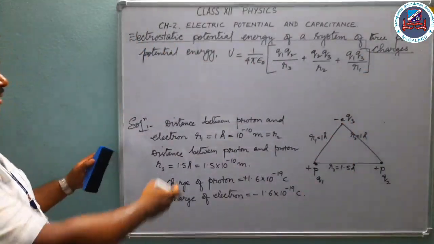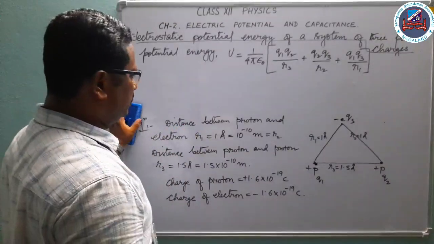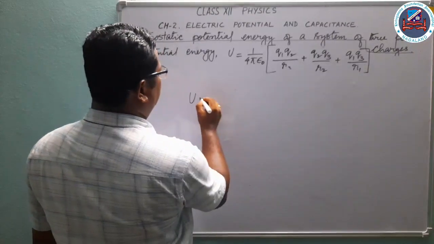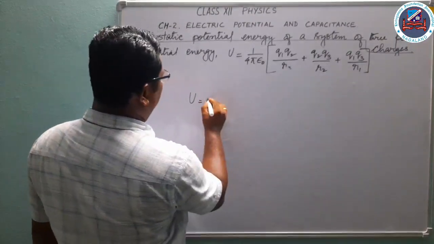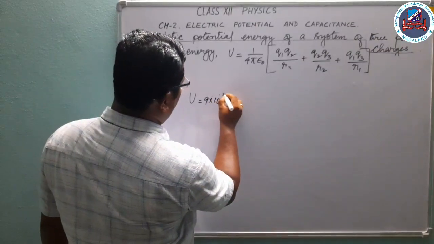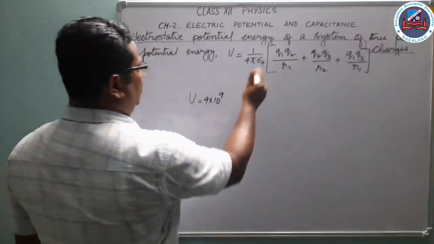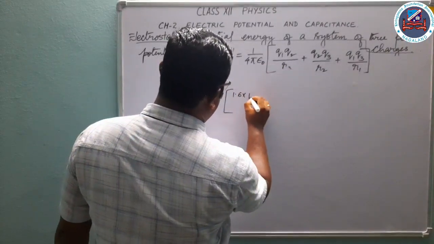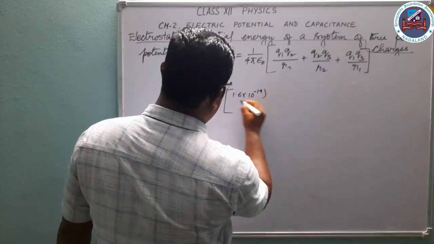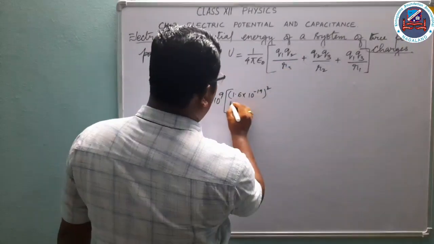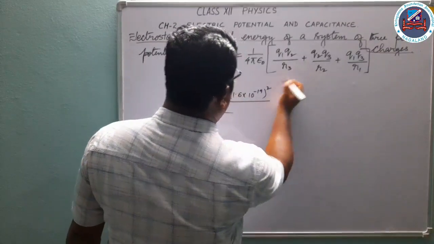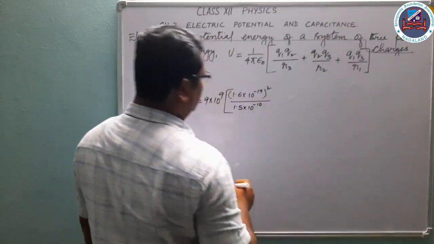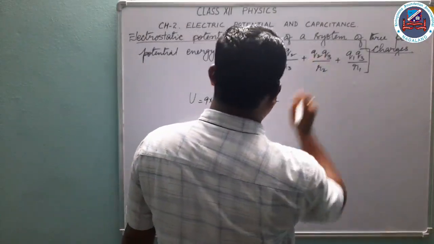So like this, write down. Then put the values, whatever values you have, and then we have to calculate. Now let us put the value and then see. So U is equal to 1 by 4 pi epsilon naught. The value is 9 into 10 to the power 9. Then you have Q1 and Q2, both are positive. 1.6 into 10 to the power minus 19 square will come, divided by R3. R3 distance is 1.5 into 10 to the power minus 10 meter, plus Q2 and Q3.